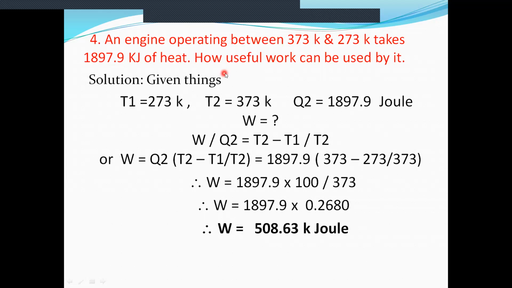Okay. Now how can useful work be used? So here we have to take kilojoule. The answer is in kilojoule. Therefore W is equal to 508.63 kilojoule. So that is the W. Next.